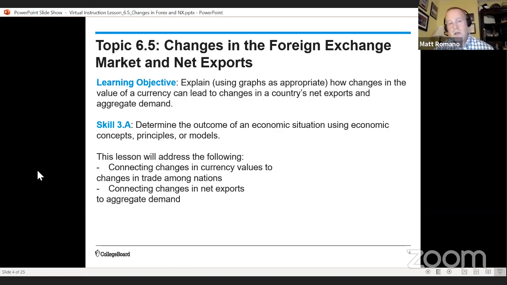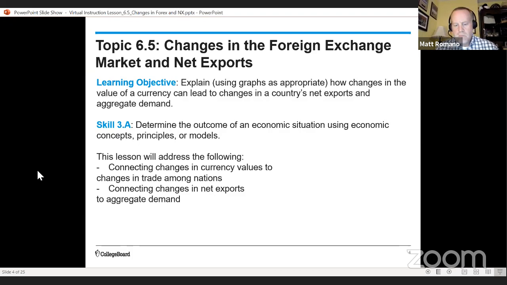More specifically, talking about how changes in currency valuation, changes in exchange rates will affect net exports, and then how those changes in net exports will affect aggregate demand, and of course, all that follows behind with aggregate demand. We're looking at skill 3A, determine the outcome of an economic situation using economic concepts, principles, or models.